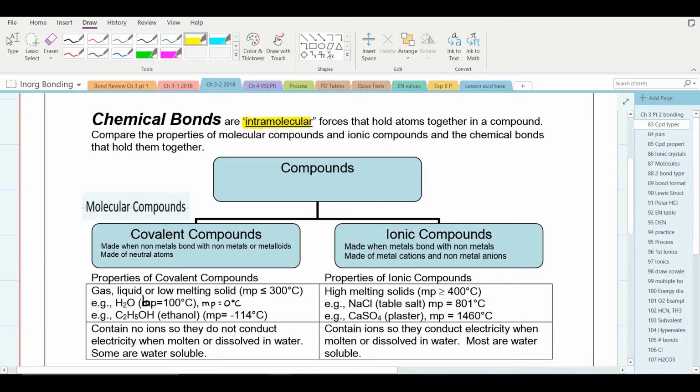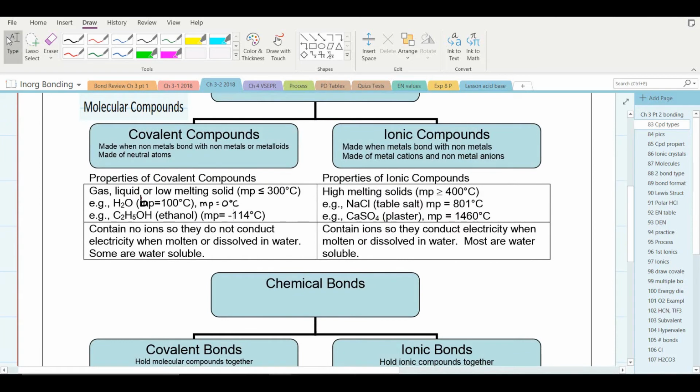Later in this course, we'll distinguish between intramolecular forces, that is, chemical bonds, and intermolecular forces. Those are forces that hold different molecules together. There are basically two kinds of chemical compounds. In its broadest sense, we can say there are ionic compounds and there are covalent compounds, also called molecular compounds. We'll start by comparing their properties.